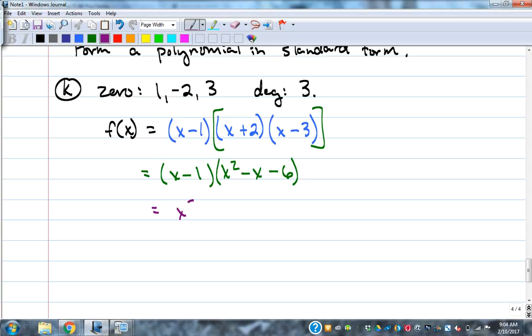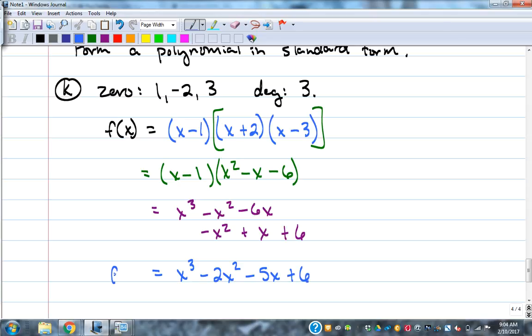So I'm going to distribute: x cubed minus x squared minus 6x. And then I do this thing where I stack it up. When I multiply the next piece, negative 1 would be negative x squared, positive x, and positive 6. And I line up the like terms. I don't know if it helps, but I think it helps me keep from messing up. So there's my standard form for that cubic polynomial, 3rd degree polynomial.